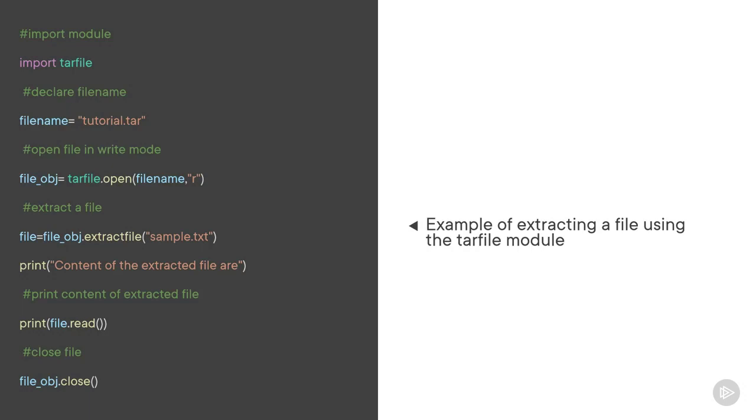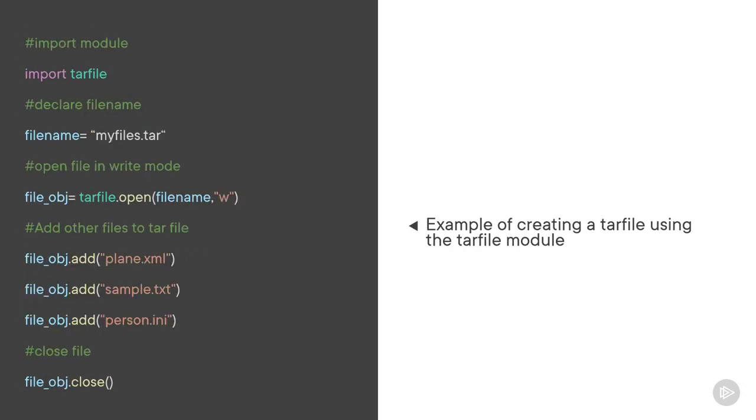Now we don't need to print the file. We can do something else with the file after it's extracted, but in this example, we're printing the file on the screen. When we're done, we'll use the close method to close the file out. Now, here's another example, and in this example, we're creating a tar file using the tarfile module. Again, we're importing tarfile at the beginning of our code, either in a script or in the Python interpreter. Then we're specifying the file name for our new tar file.